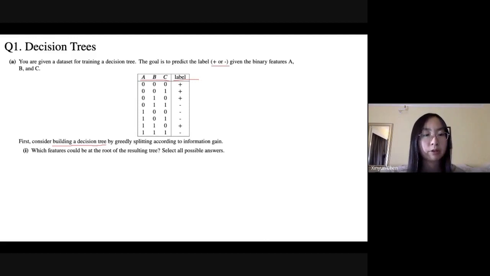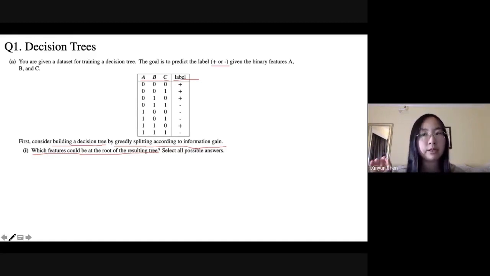So in the first part of the question, we will build this decision tree by greedily splitting according to information gain. So basically, it means that for each feature we use to do the split, we want to maximize the information gain for the label assignment. Then the first part of the question asks which features could be at the root of the resulting tree, which means which features should we use to do our first split.